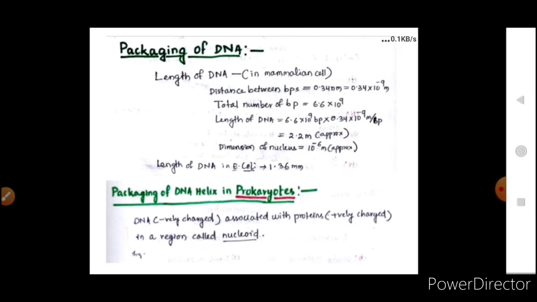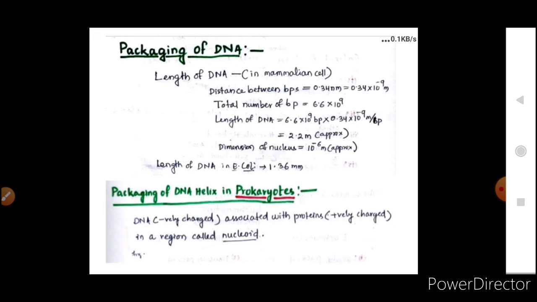So this packaging of DNA is very important. Okay, in prokaryotes the DNA is negatively charged and it is associated with proteins that are positively charged in a region which is called the nucleoid, because in prokaryotes we don't have a nuclear membrane. The length of the DNA in a mammalian cell is the distance between the base pairs multiplied by the total number of base pairs.